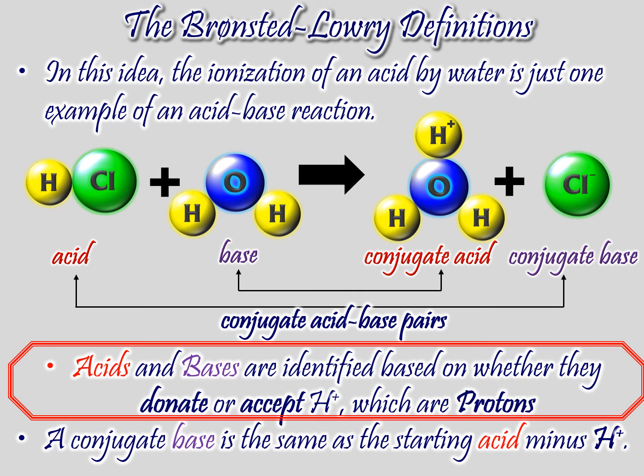So any conjugate base is the same as the starting acid minus the H+. Take an H+ off of it, and what you're left with is the base. That's why a lot of bases are anions, a lot of conjugate bases are anions with a negative charge, because you've taken away an H+.